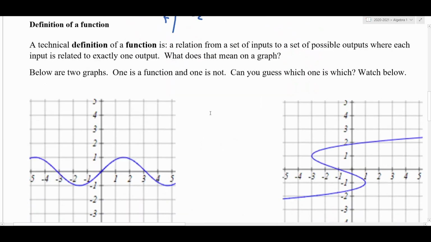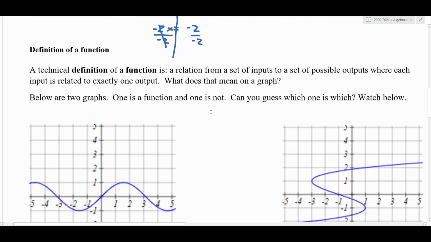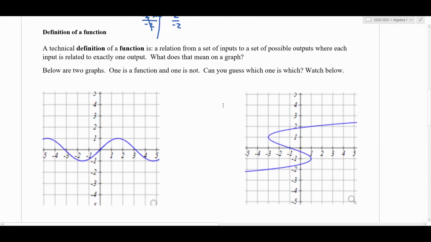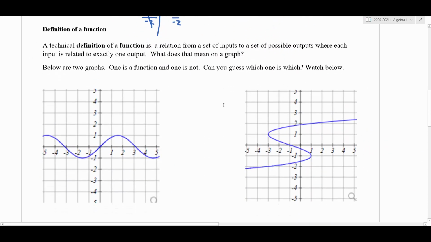Let's get back to talking about a definition of a function here. So remember from yesterday, we said the technical definition of a function is a relation from a set of inputs to a set of possible outputs where each input has exactly one output. So what does this mean on the graph? Okay, so let's say we look at a particular input. So here's my graph, and it's this blue wave, and I'm going to look at an input of 1.